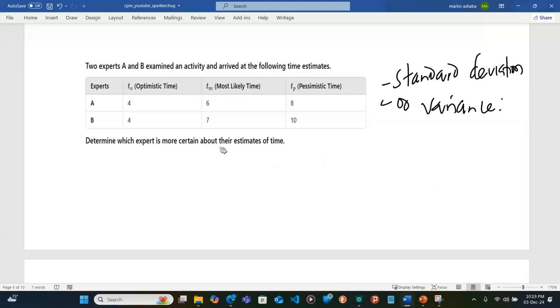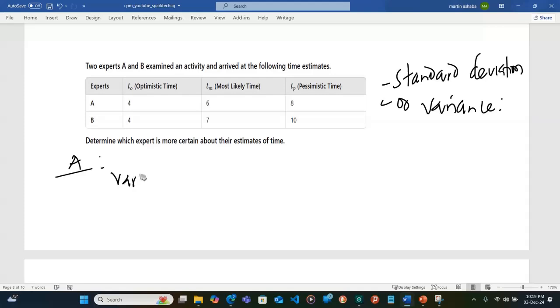Now, if we are to say which expert was more certain about their estimates, we are going to determine the variances here and get the one which is smaller. The one which is smaller will give us the expert whose estimates were certain or closest to certainty. So let's begin with A.